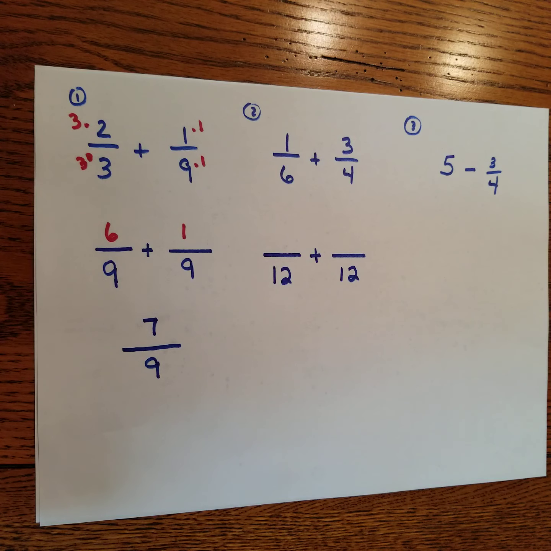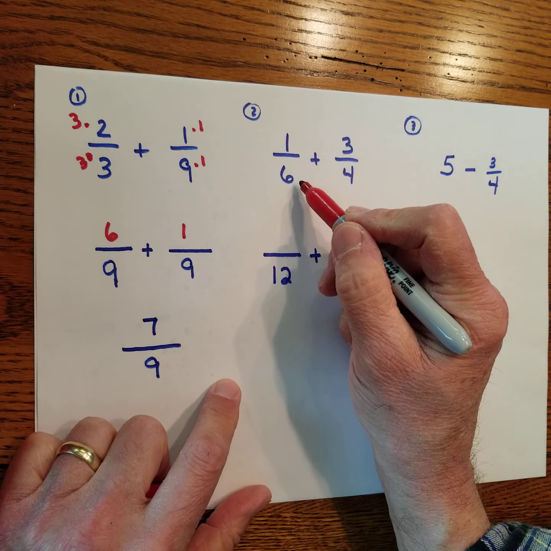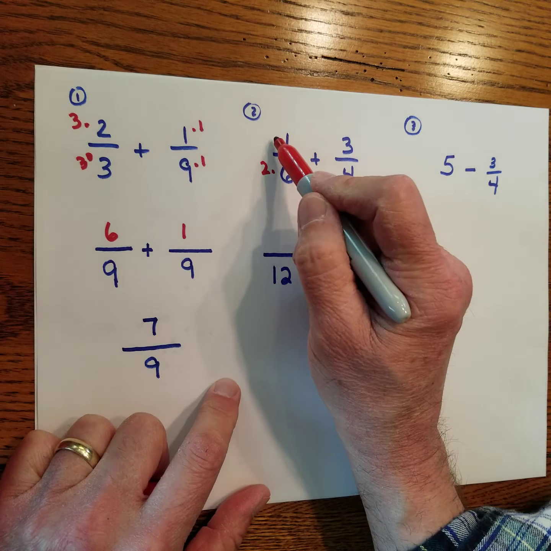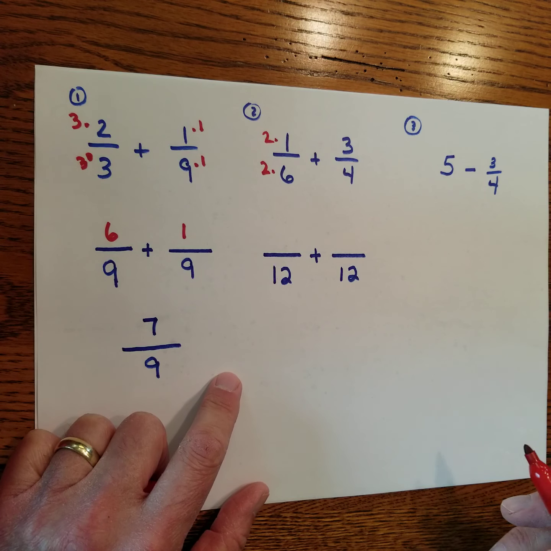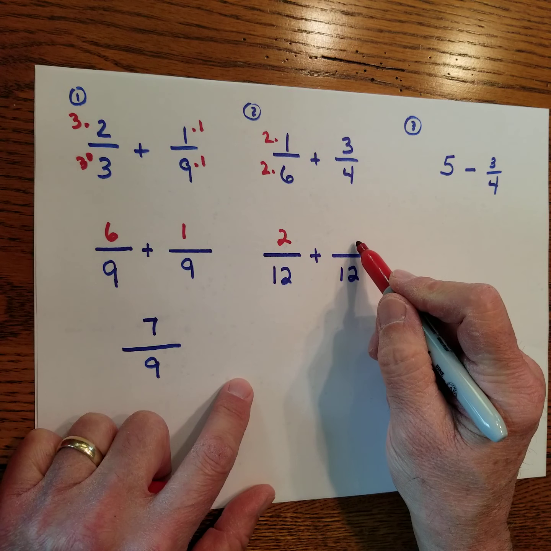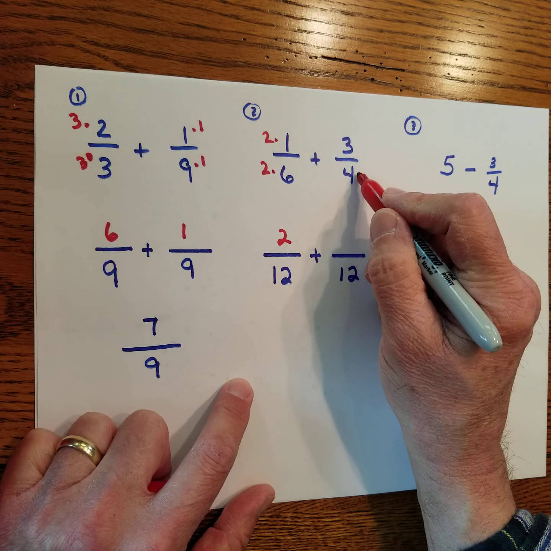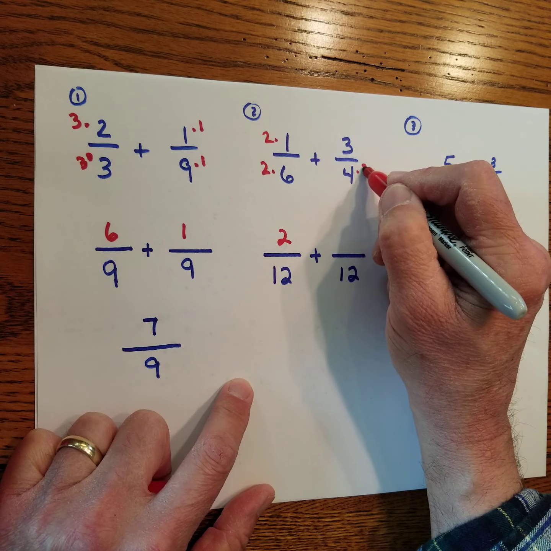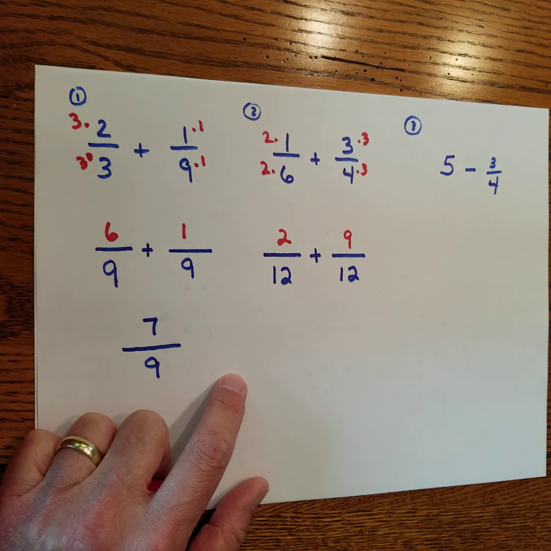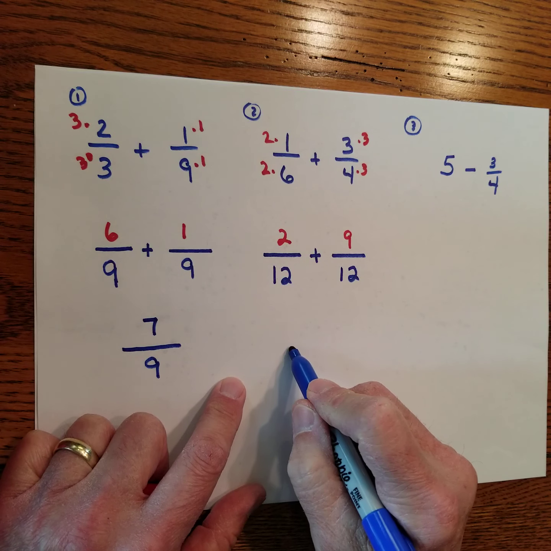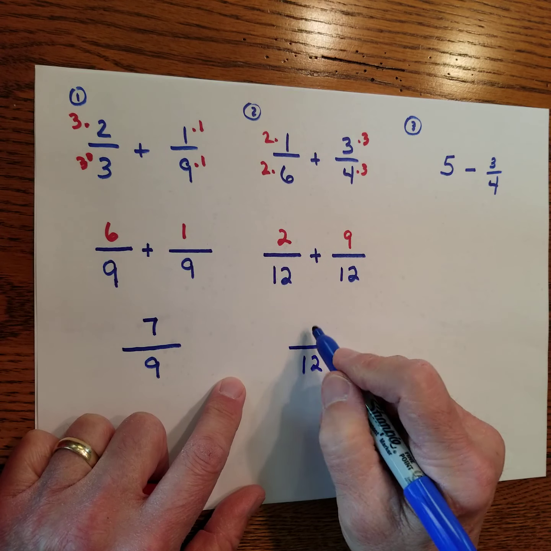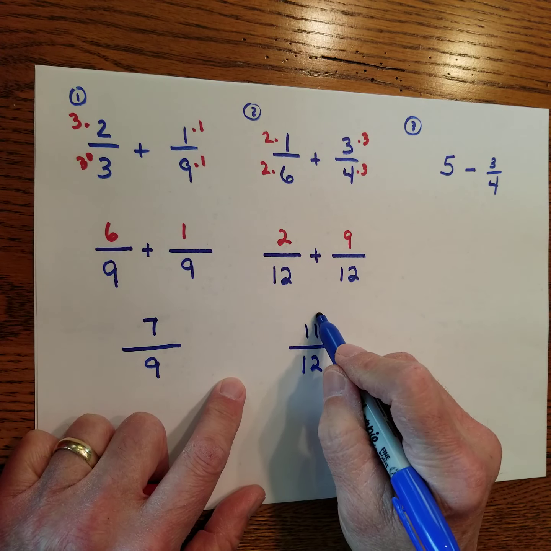Now for the numerators. What do you multiply times 6 to get 12? I multiply by 2. Let's multiply the top by 2 as well. 2 times 1 is 2. To get this numerator, what do you multiply times 4 to get 12? Is 3. We'll multiply the top by 3 as well. Now keep the common denominator of 12 and add the numerators. 2 plus 9, that's 11.